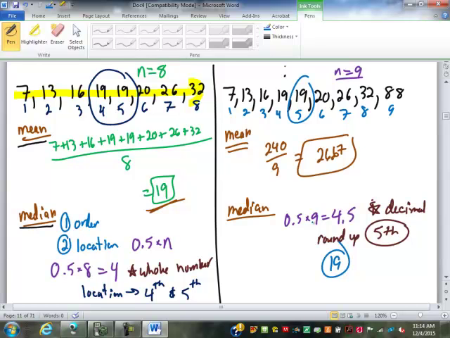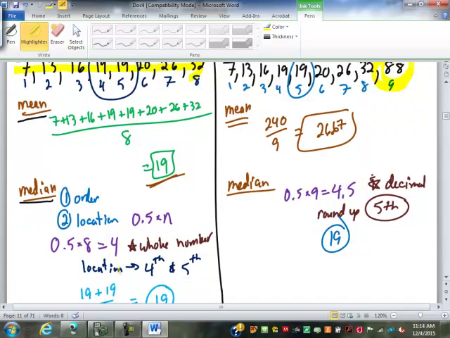The mid-range would change quite a bit. 88 plus 7 is 95 divided by 2 would be 47.5. So obviously the mid-range is not a very good measure. But you can see here, when we added this one really large number, the 88, the median didn't change at all in this case. The mean jumped by 7 2/3, a relatively big jump.